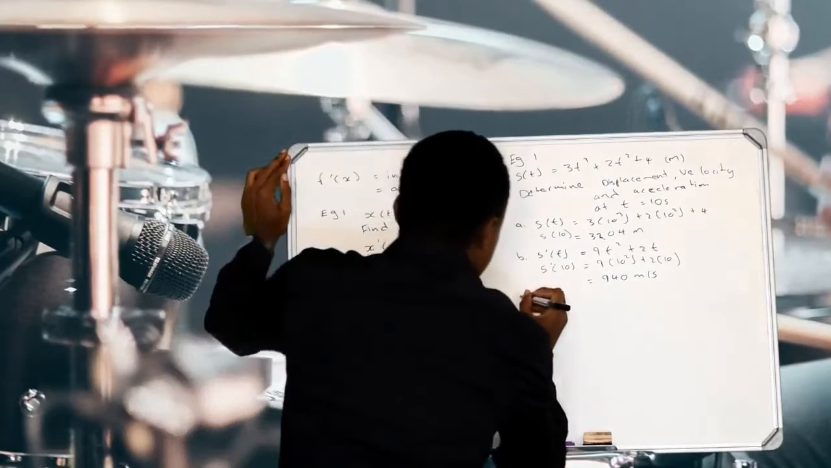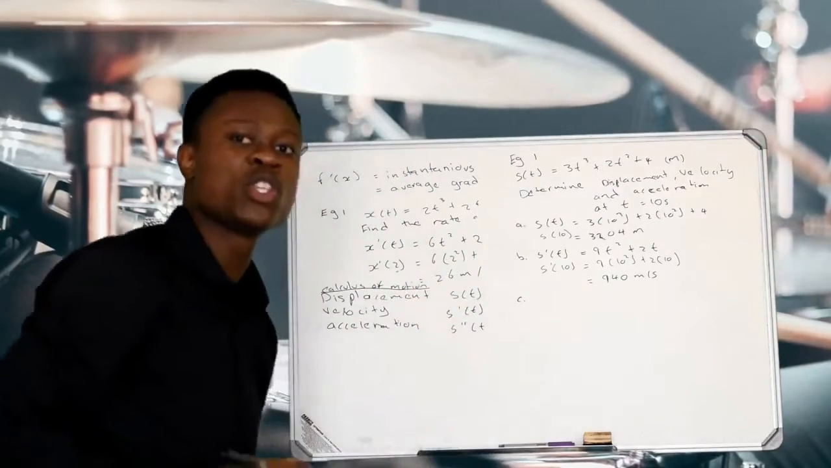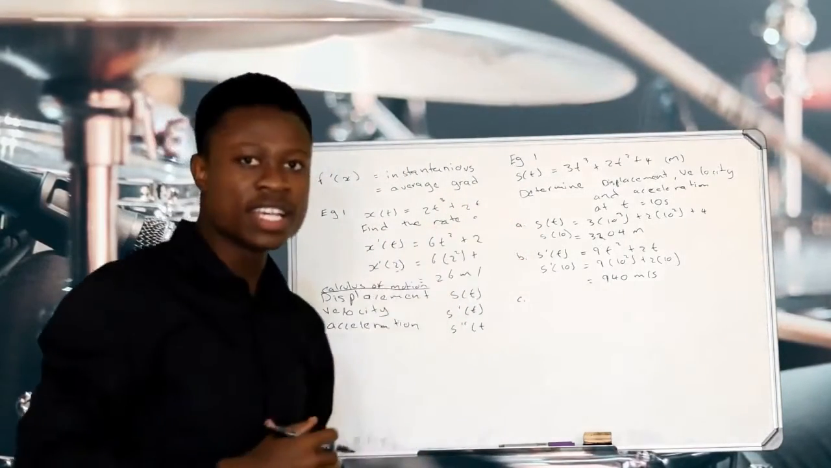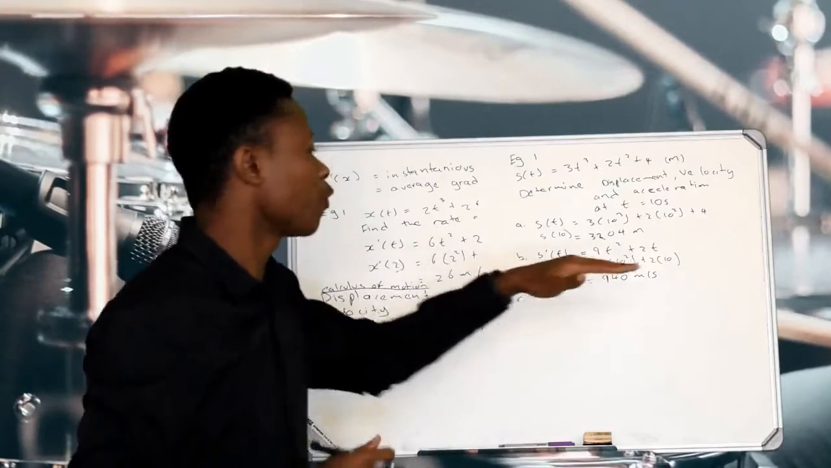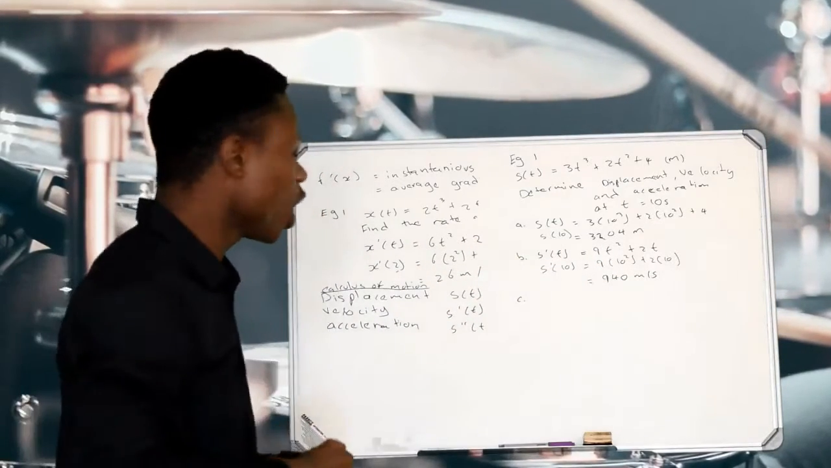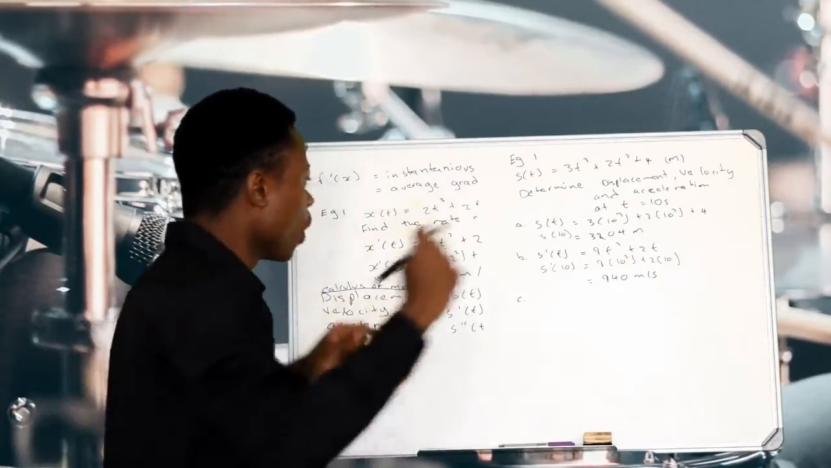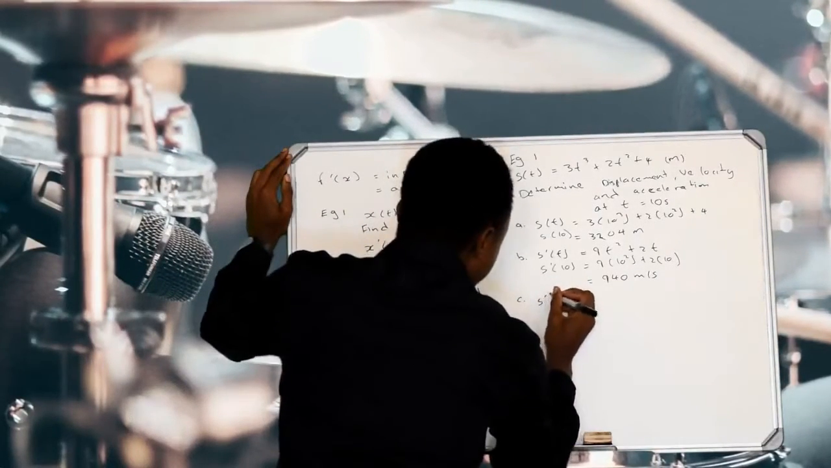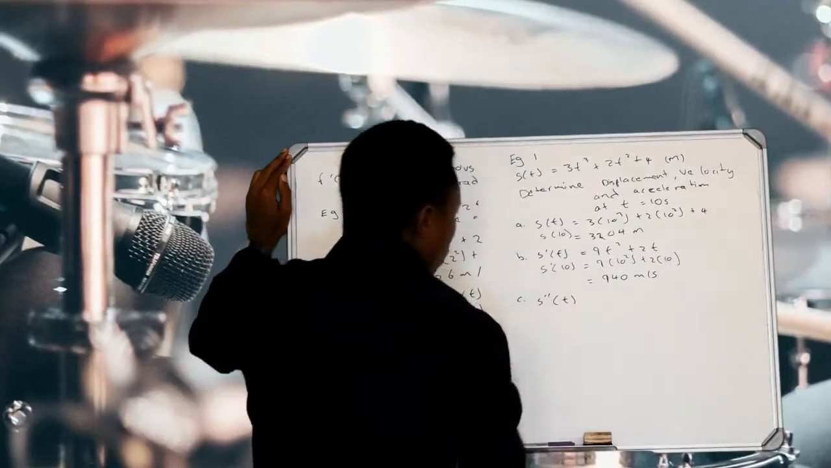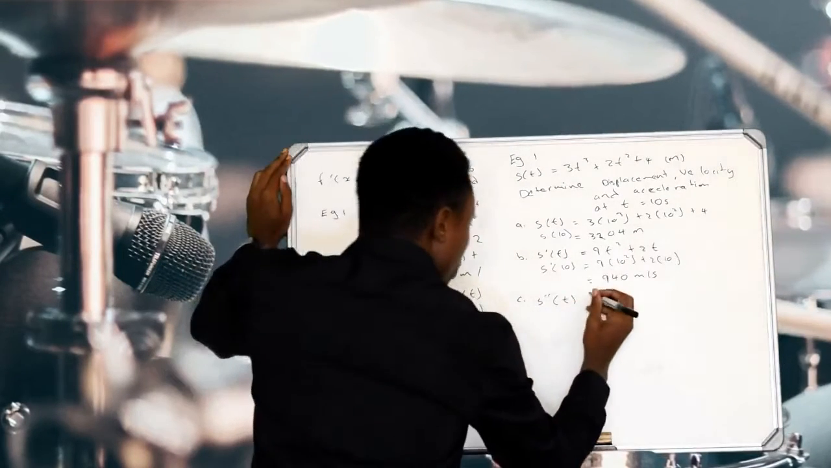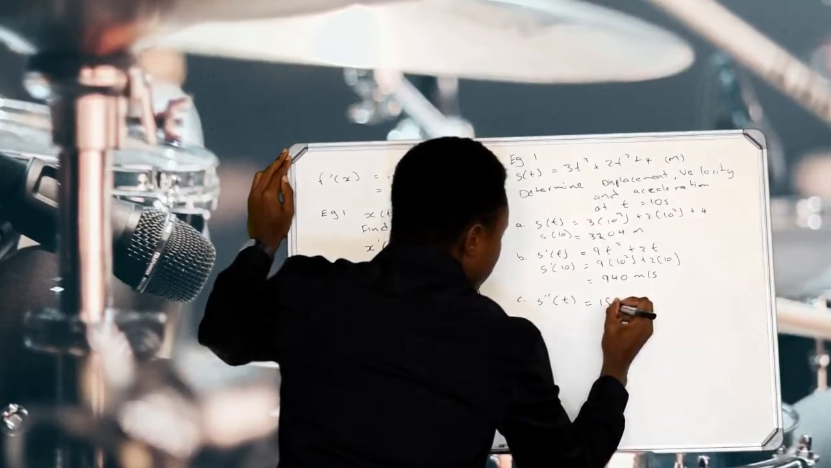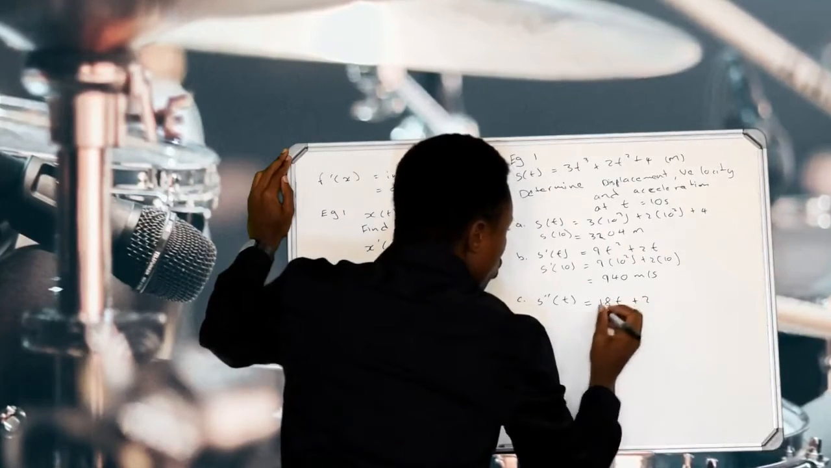So let's do C. Again, we can't just substitute 10 as it is right now. Why? Because we do not know what the formula for acceleration is. But do we know how to get it? Yes, we do. We need to find the second derivative, s double prime of t. So we differentiate this equation, and it becomes 18t plus 2.